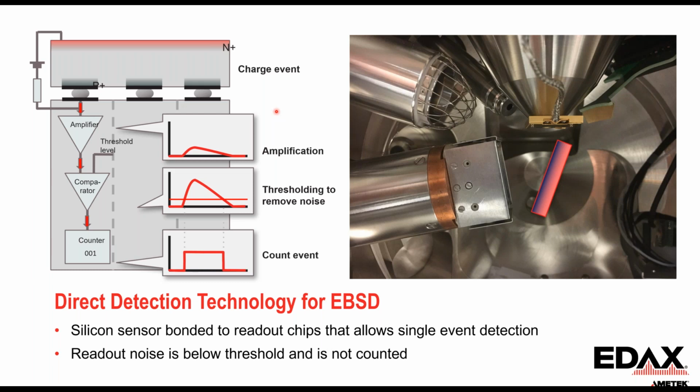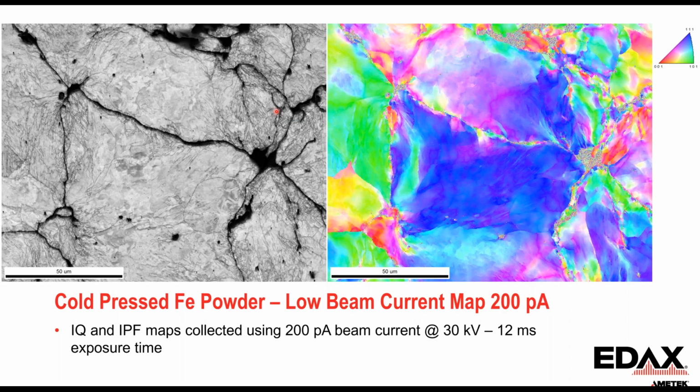So what that means is we're able to get down to single event detection. And the way we filter it is we get rid of readout noise as compared to traditional sensors. So we have better sensitivity to events at low dose conditions. So that allows us to look at microstructures.